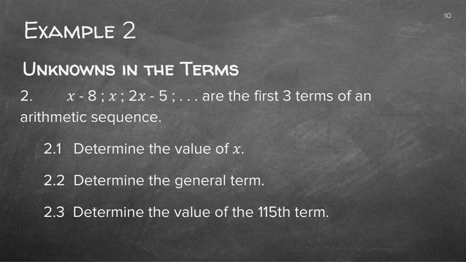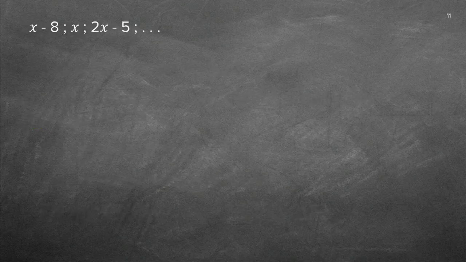They say here, arithmetic sequence. The minute they tell us it's an arithmetic sequence, we know there's only one common difference in the first difference. So I don't need to go and check for anything else. I can just go to my first differences. So I'm just going to get some space here.